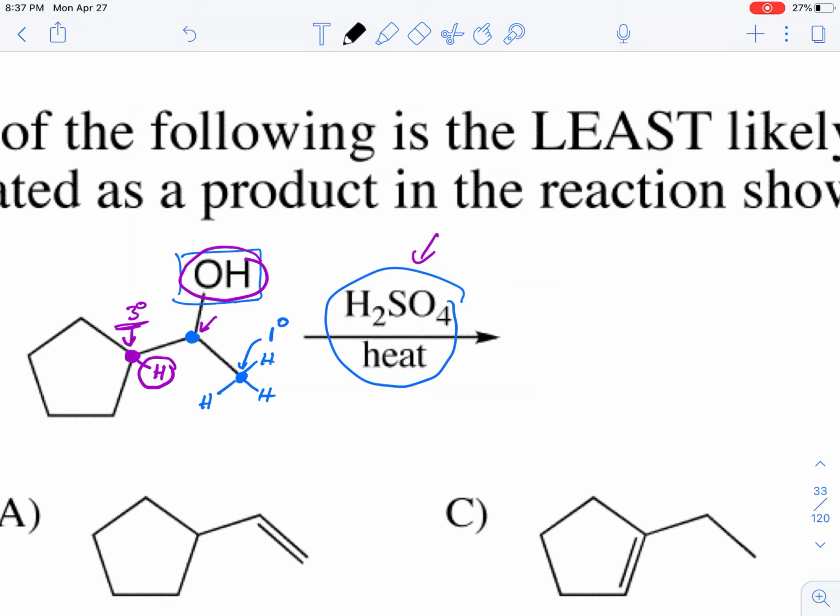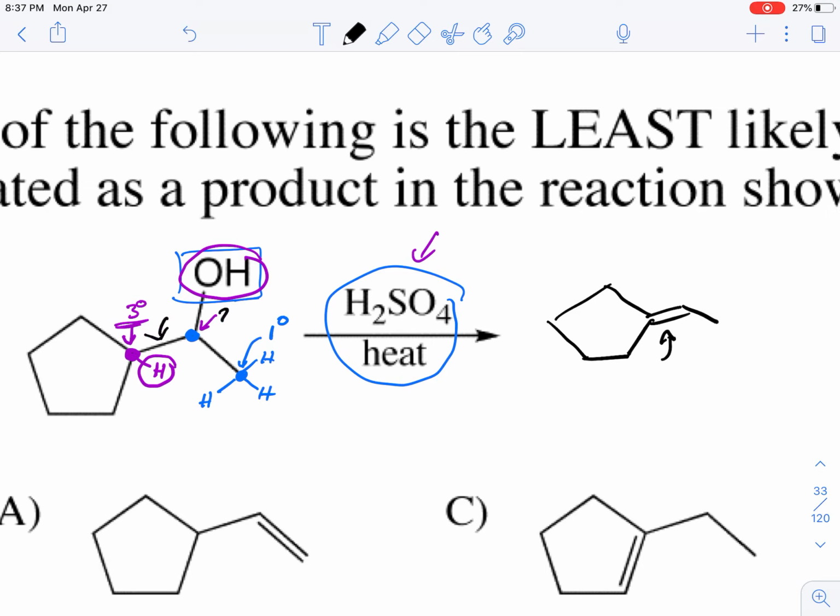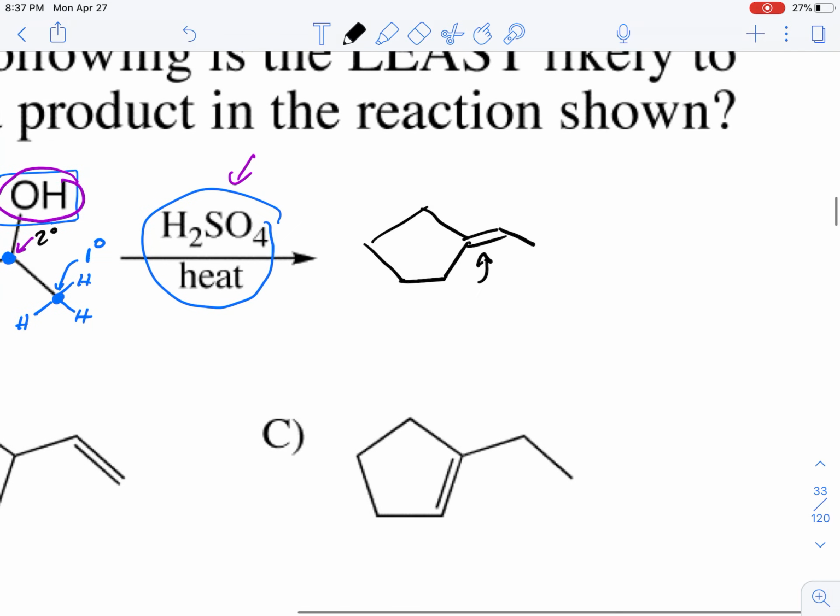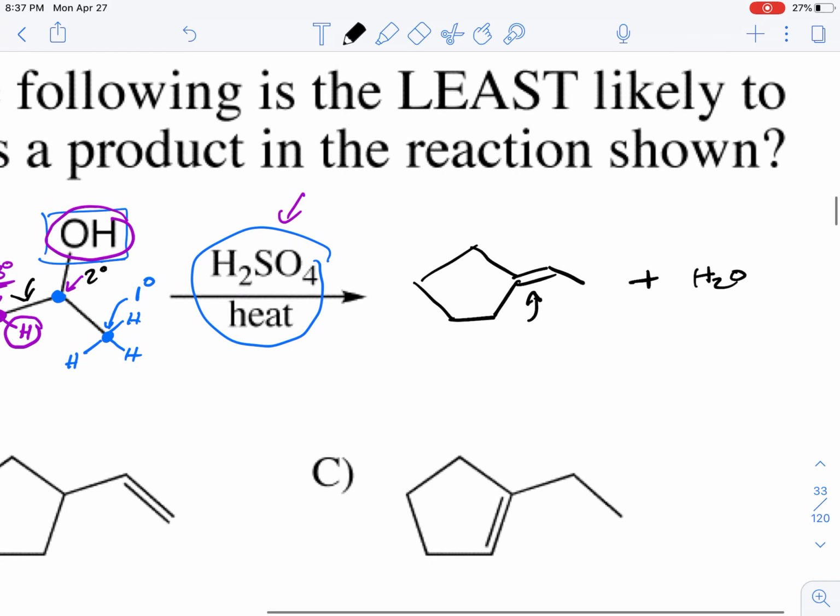So the major product is going to look like this. So once again, notice that the double bond is located between the tertiary and this secondary carbon that contains the alcohol. And so during that reaction, water is lost. So this is the major product.